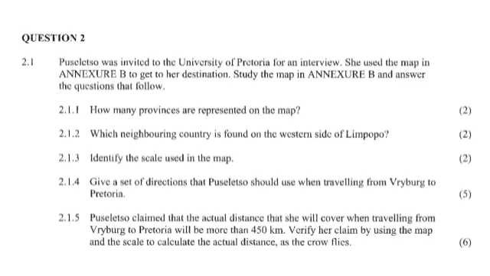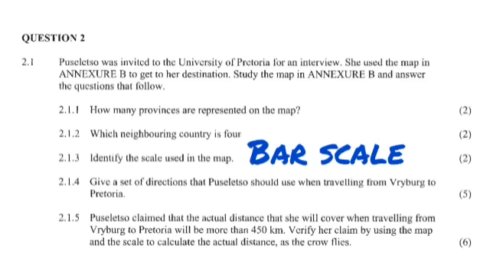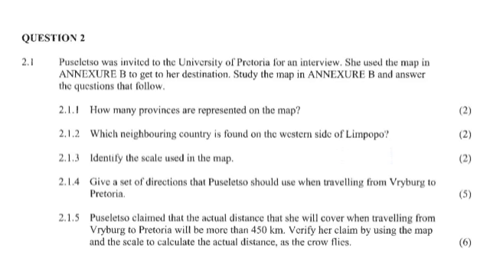They said to the west. In 2.1.3, it says identify the scale used in the map. That map actually uses a bar scale. You will see at the bottom of that map, if you blow it up or you are looking at the addendum, that we are actually looking at a bar scale.